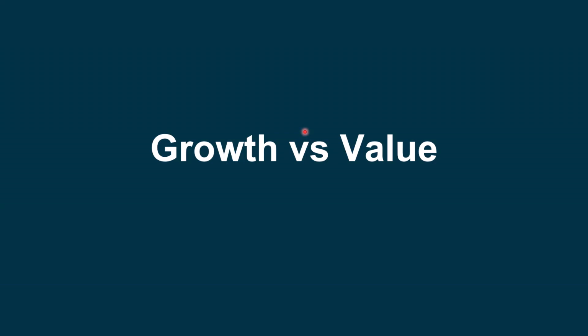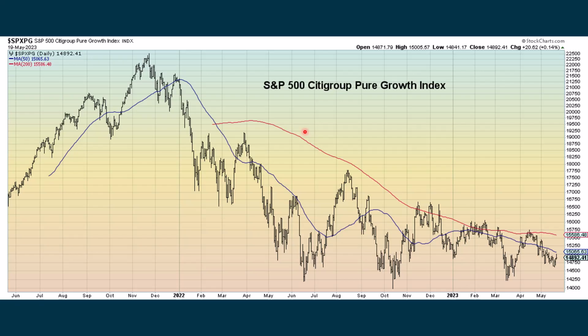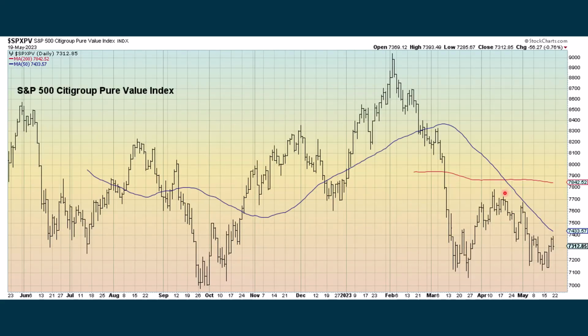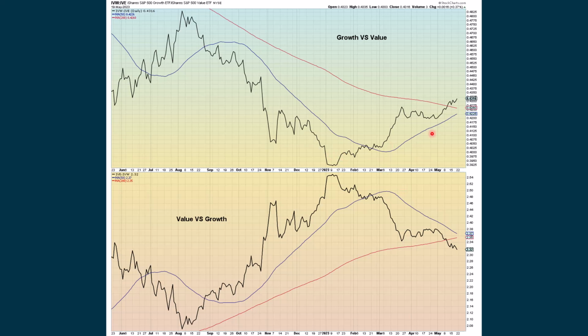We also look at growth versus value, and I have some new charts that I haven't shown before. This is a pure growth index, showing that we are still in an overall downtrend. We've been trying to make a comeback, especially compared to value, the other side of this equation, but it hasn't quite turned positive yet. Here is the value index, which also has been showing a downtrend. Then we look at growth versus value on the top and value versus growth on the bottom. For most of 2022, growth was underperforming, value was outperforming. We're starting to see a potential shift now as growth is showing some strength and value shows some weakness.